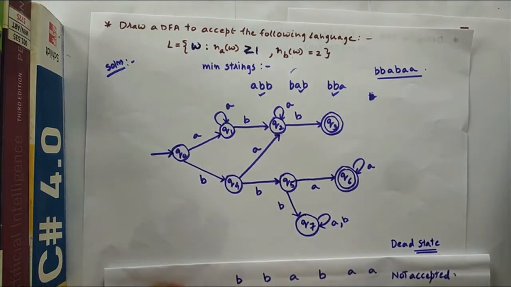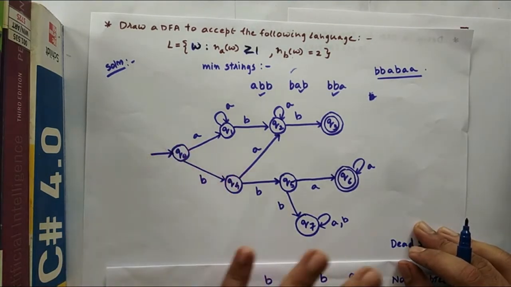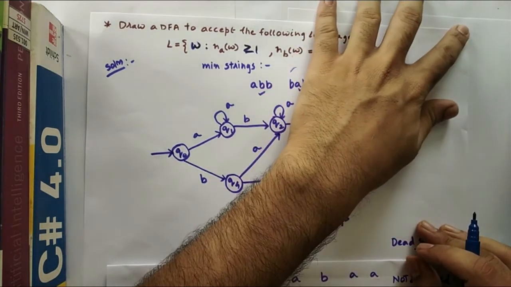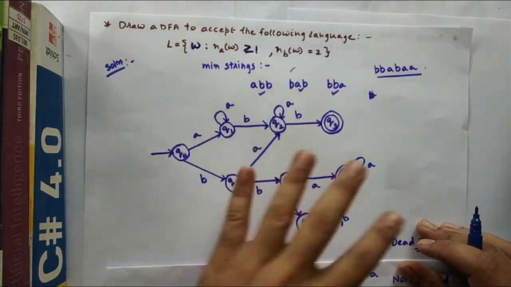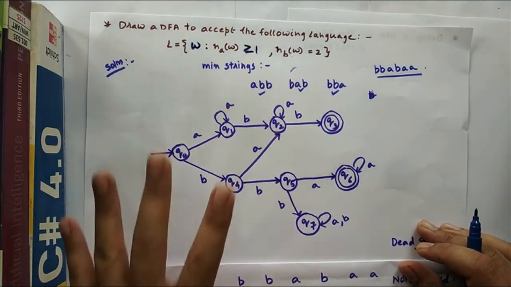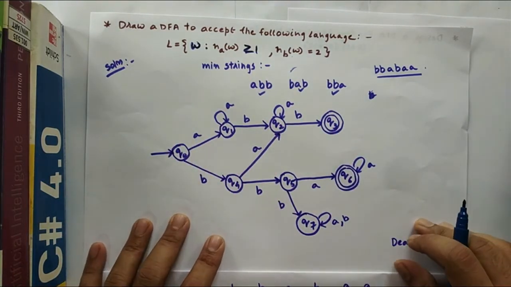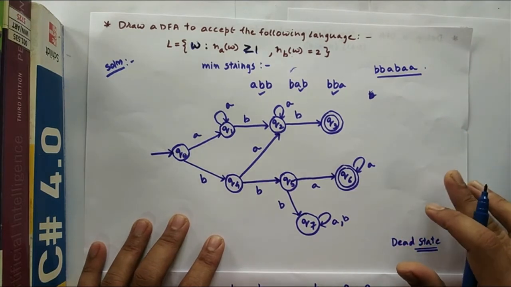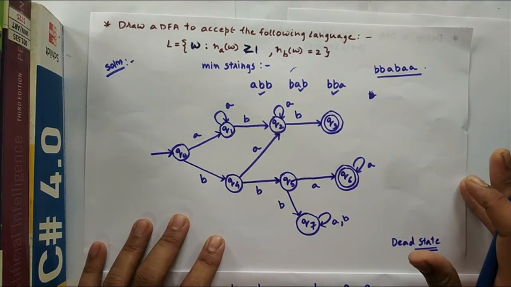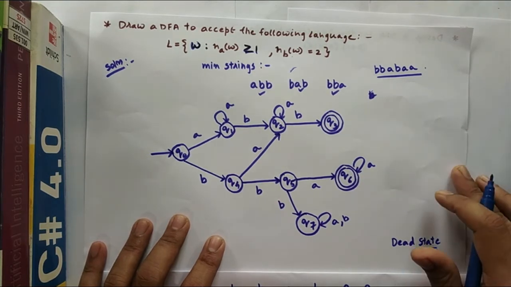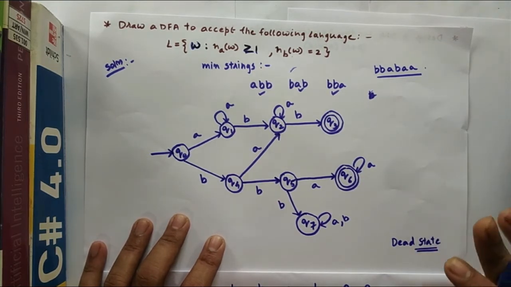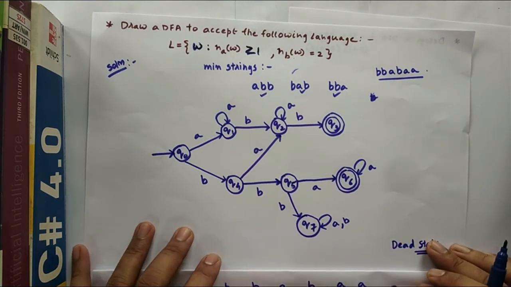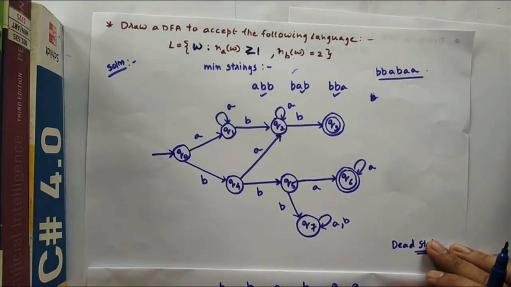So the dead states can be shown for all DFAs. We are not showing it, that's okay, but for completeness it is good if you show dead states wherever possible in your DFA. But just don't go on drawing the dead states wherever possible, because in the exam you don't get so much time. So even if you don't draw dead states, the diagram will get full marks. There is no issue. So we will move to the next one.